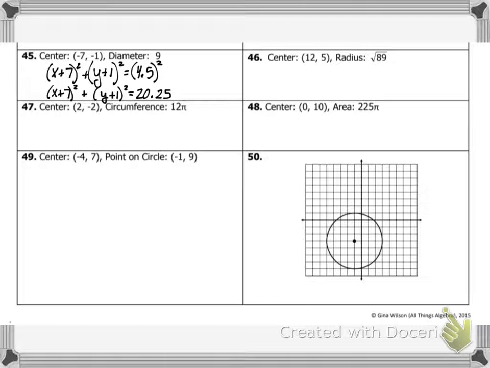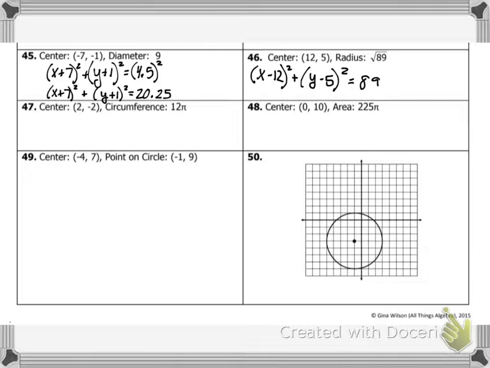Alright, 12 and 5, we got (x minus 12) squared and we have our (y minus 5) squared. If our radius is the square root of 89, the square root of 89 squared is just 89. So, equals 89.